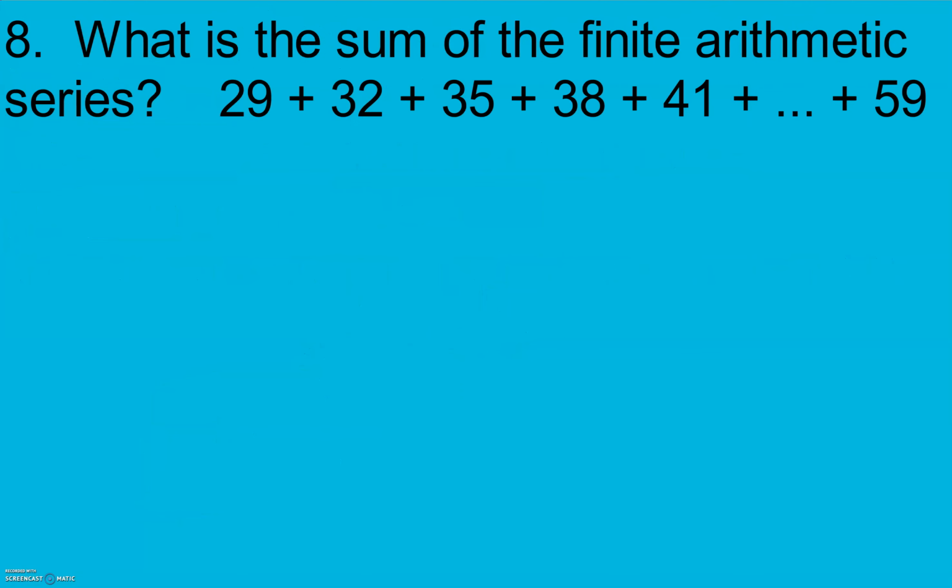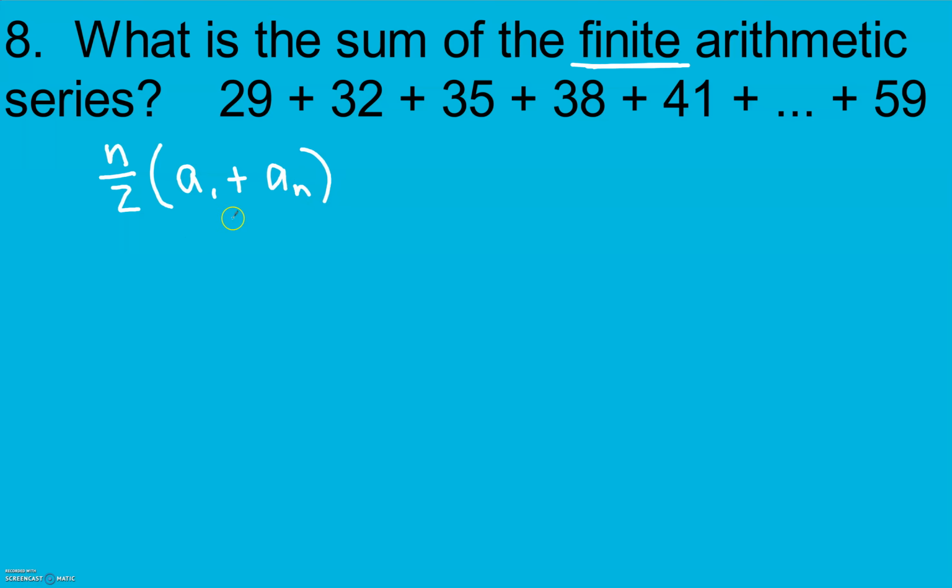Here we're trying to find the sum of the finite series, which means it just ends. Finite just means it ends. Series means it's a bunch of things being added together. So we need to figure out how many terms are in this, because our formula for finding the sum of a series is going to be our number of terms divided by 2 times our first term and our last term.